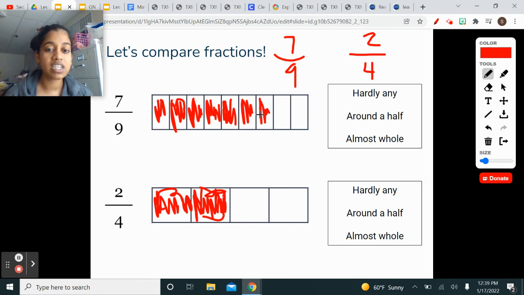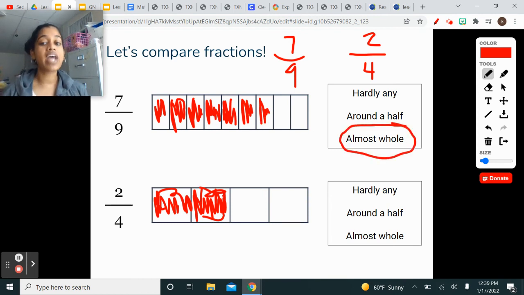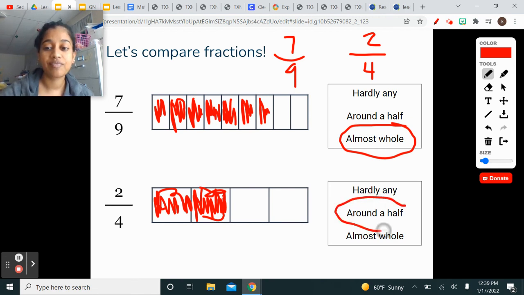So we know that 7/9 is almost my whole. If I had a pie, that is almost my whole pie. So that's almost whole. Now let's look at 2/4. Is that hardly any, around a half, or almost whole? That is actually around a half. That actually is 1/2, right? Because we have 1, 2 pieces here, 1, 2 pieces here. So that is half. So that's around a half.